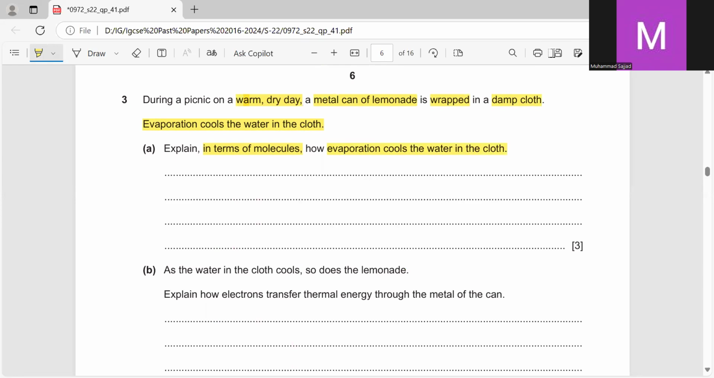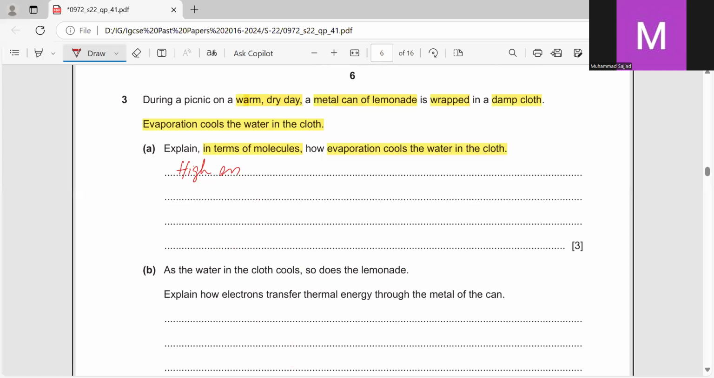So a very simple formula answer we can give here. High energy molecules of water are escaped into the air. Escaped means you can say evaporated, you can even use escaped into the air.